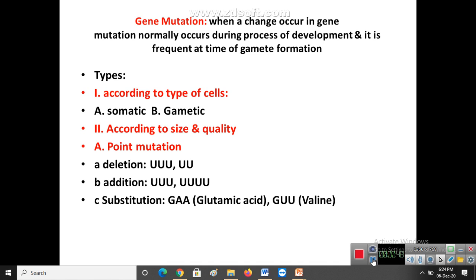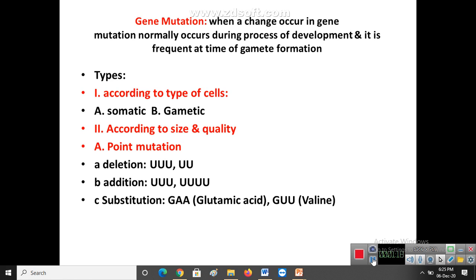Mutation occurs frequently in nature in many organisms, for example, mice, pigs, Drosophila, man and rabbit. Types of mutation. Mutation can be classified on the basis of 4 reasons. First one is according to the type of the cell. According to the type of the cell, mutations are of 2 types, somatic and gametic.